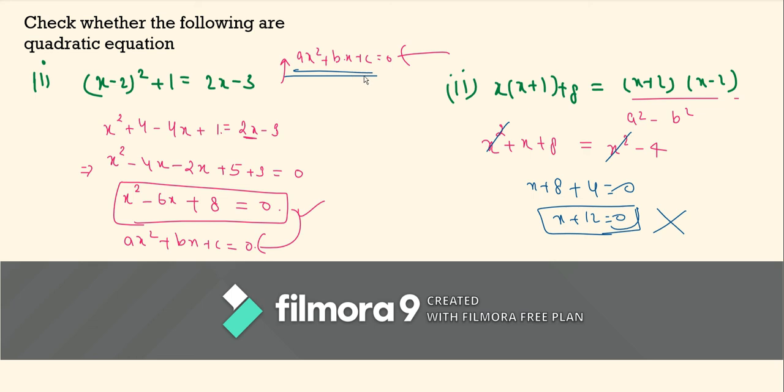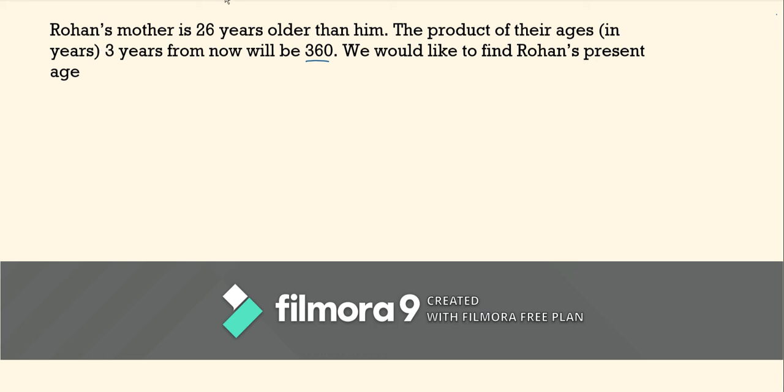Okay, so I have one more word problem. This is from your NCERT exercise. It is a very interesting problem, and this is an age problem, so I would like to discuss that problem. The given problem is: Rohan's mother is 26 years older than him. The product of their ages in years 3 years from now will be 360. We would like to find Rohan's present age. Please try to solve this question along with me, and first of all, write the solution.